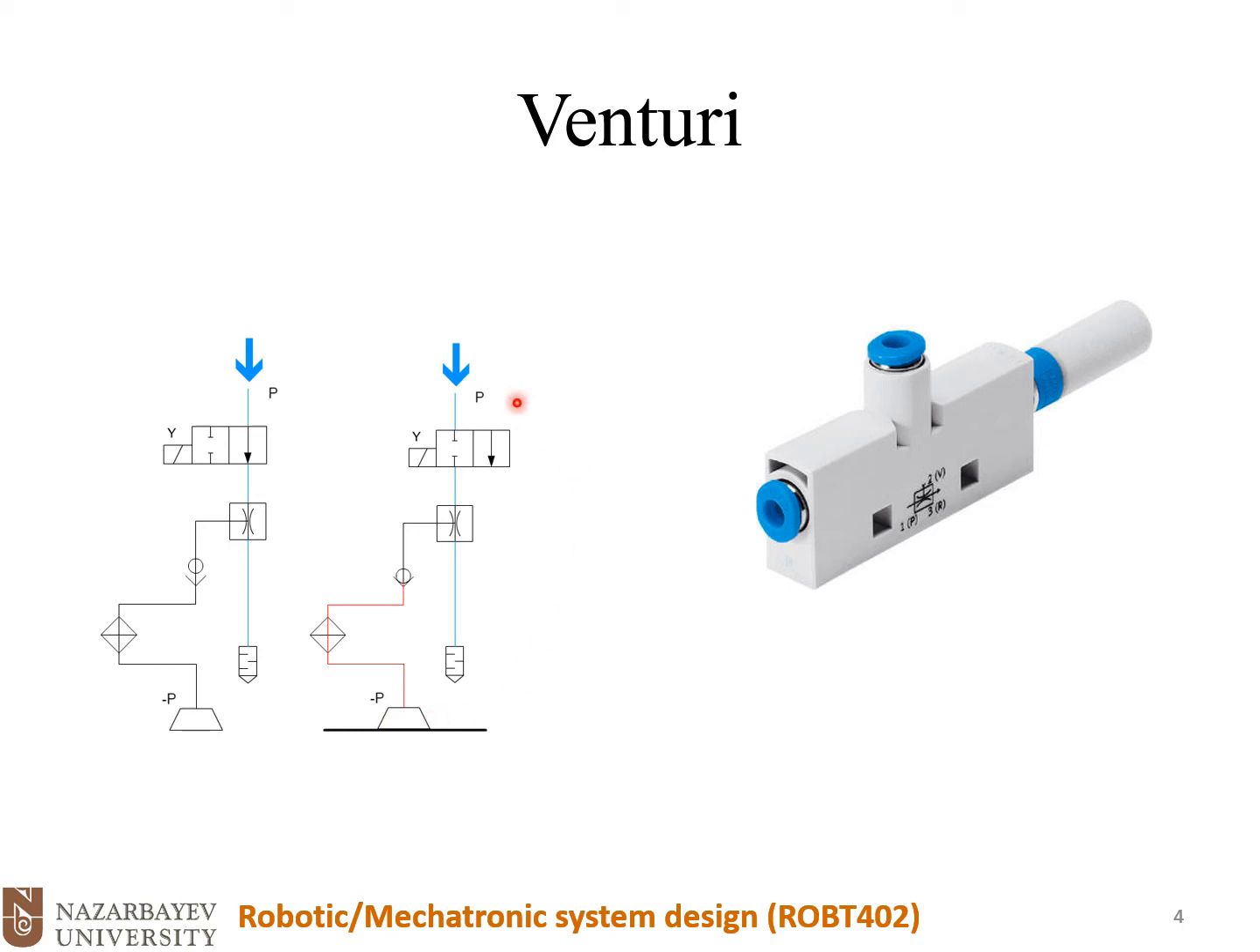So by having this type of circuit, we could stop losing air to the atmosphere, so the compressor doesn't need to provide air constantly to the Venturi, and we could have an optimized circuit in terms of energy.